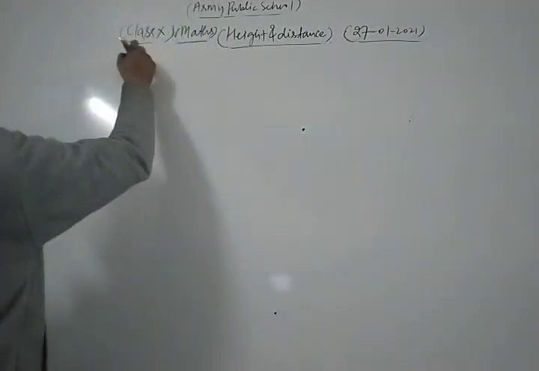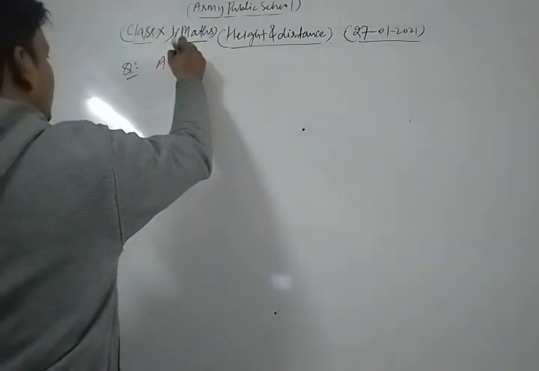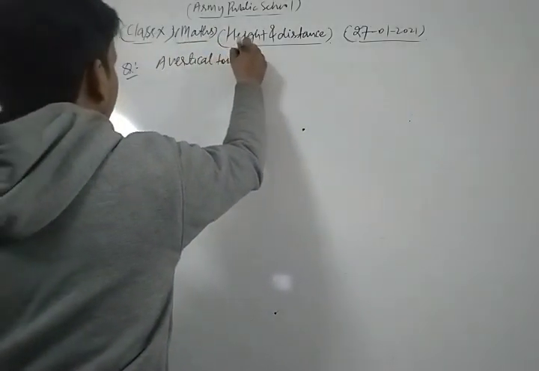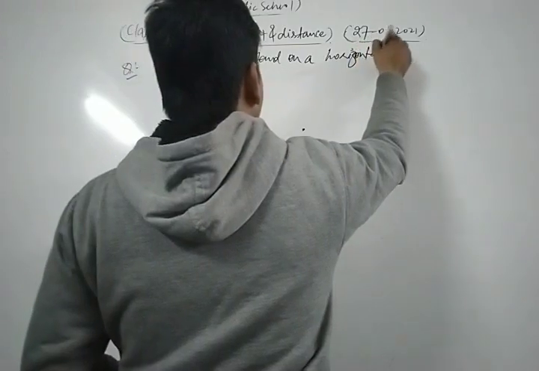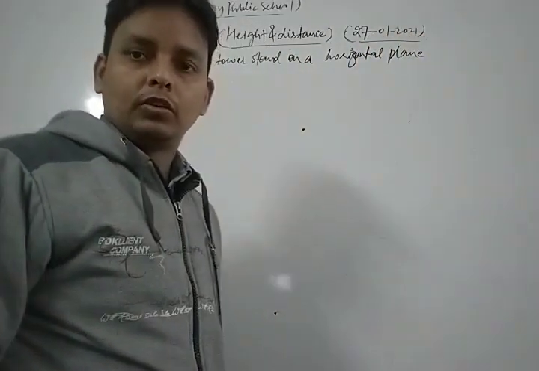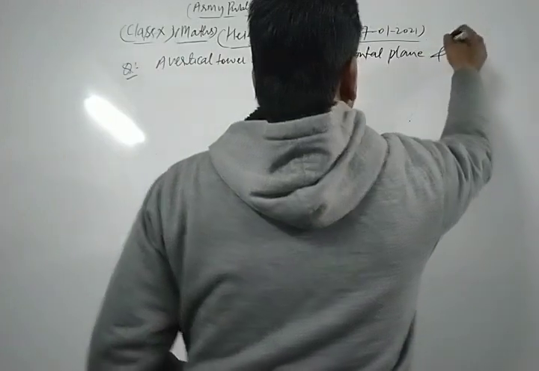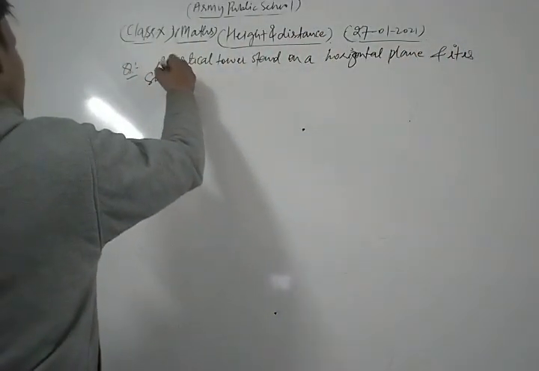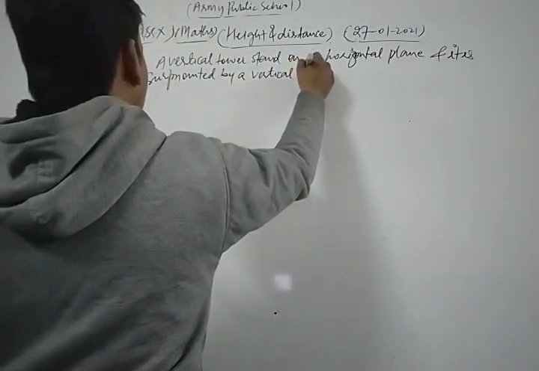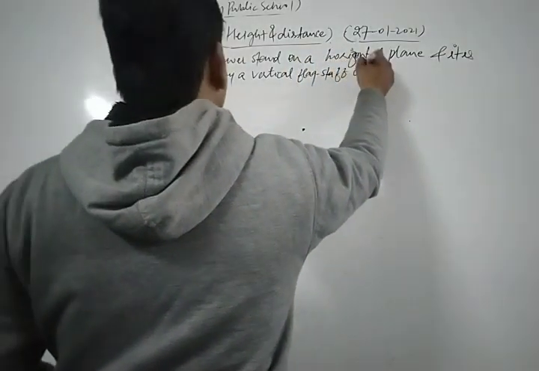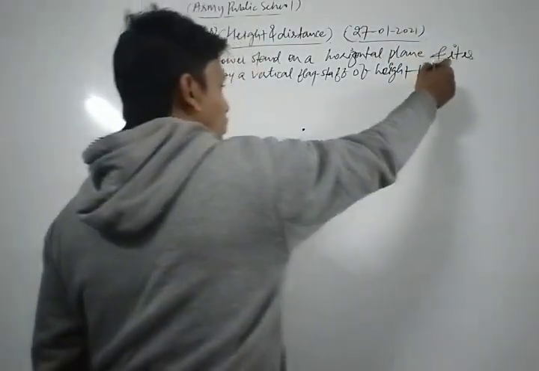Let's see. Now we take some other important question based on height and distance. We take a question which is very important. The question is: a vertical tower stands on a horizontal plane, and is surmounted by a vertical flagstaff of height h.